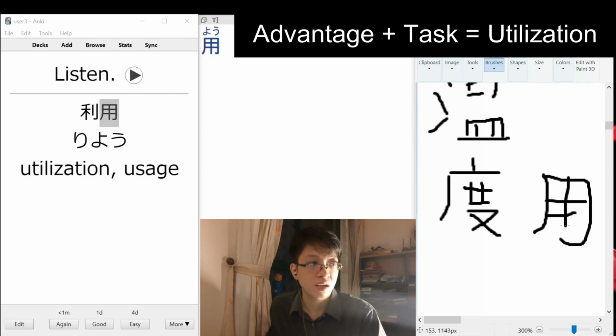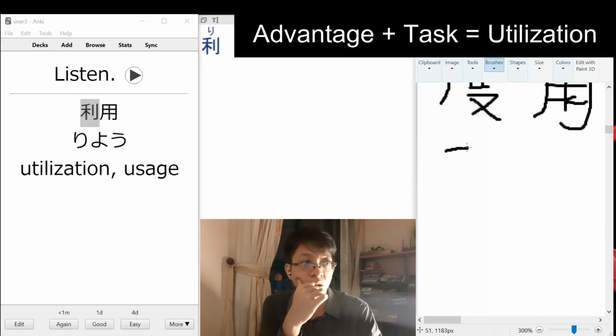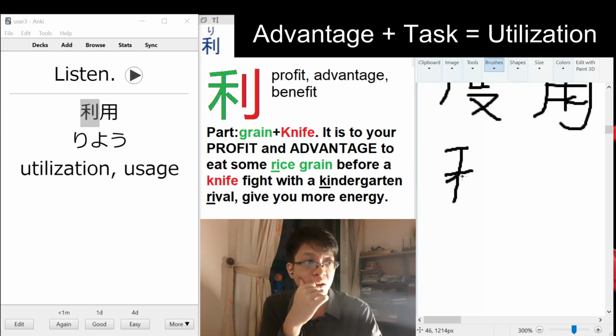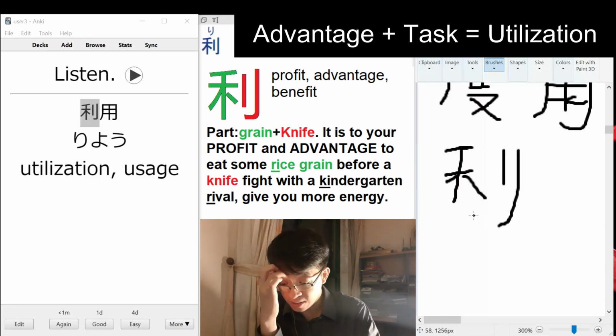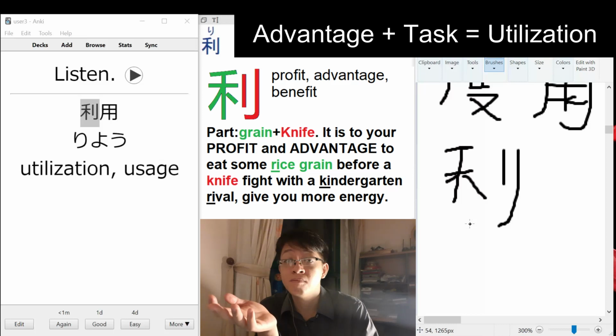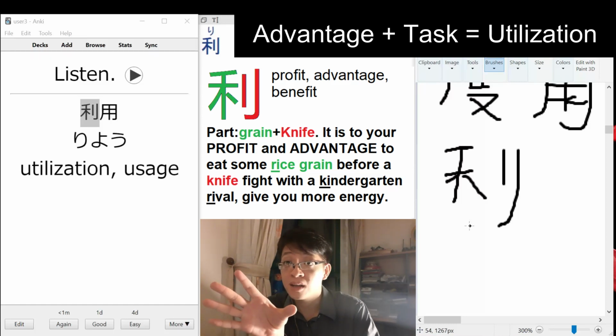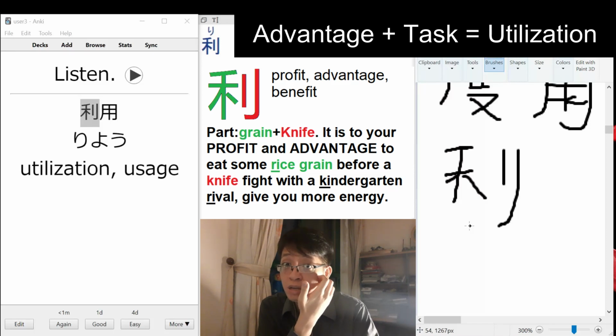Kind of like this, I think. And this one is benefit or advantage. So we have the rain and knife. And I guess it is the dynamic. It is better or it is to your advantage to consume some grain before a knife fight. Yeah, so it would give you more energy, I guess.